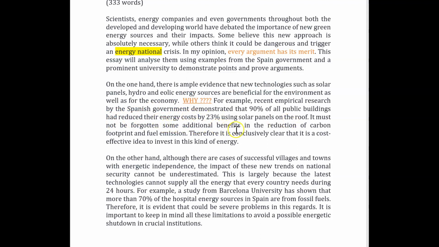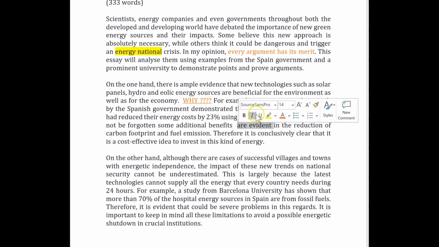Not to be forgotten, some additional benefits are evident. You need a verb in here. This is some additional benefits are evident in, this is your verb, the reduction of carbon. Yes, okay. I think you need to expand this. This is okay, but I think we need to get into a bit more depth.